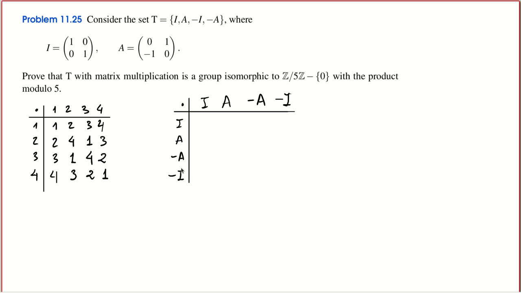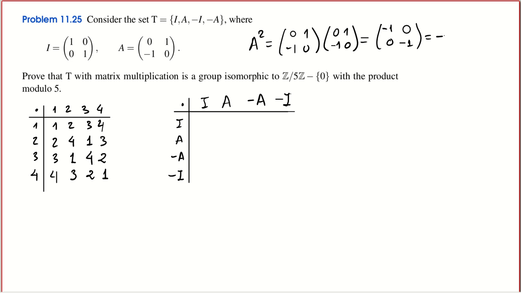To construct this Cayley table, we're going to need A squared. A squared is 0, 1, negative 1, 0 times 0, 1, negative 1, 0. This by this is negative 1, then this by this is 0, and this by this is 0, and this by this is negative 1. So that is negative I. A squared is negative I. I is the identity, so if you multiply by any other matrix, you just replicate the matrix.